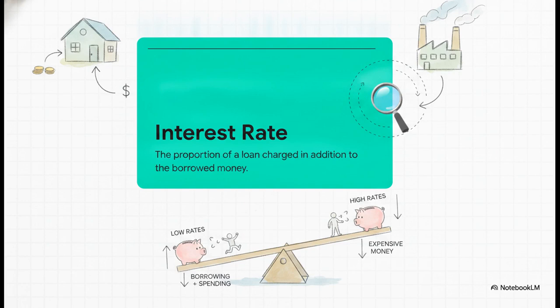An interest rate is essentially the cost of borrowing money, whether it's you taking out a mortgage for a house or a massive corporation taking out a loan to build a factory. The interest rate determines the actual financial burden of that debt. Low interest rates mean cheap money, encouraging spending. High rates? That means expensive money.